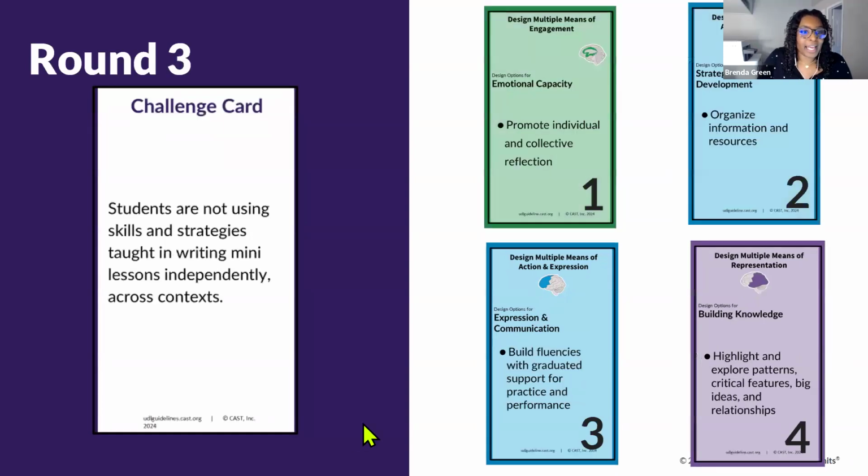Okay. All right, so last challenge: students are not using skills and strategies taught in writing mini lessons independently across contexts. Okay, so you have 4 options. Number 1, emotional capacity, the guideline, and then the option here is promote individual and collective reflection. Number 2, you have strategy development, the second guideline here, and then the option organize information and resources. Option number 3, expression and communication, and then build fluency with graduated support for practice and performance. And then of course, building knowledge, our last guideline here, and the option highlight and explore patterns, critical features, big ideas, and relationships. So I'll give you a second to decide which one you think could work.